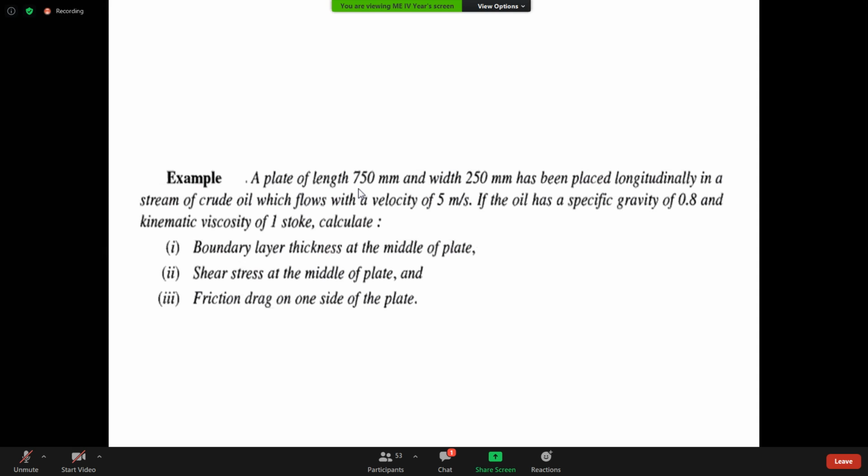Plate length 750 mm, width 250 mm, placed longitudinally. A stream of fluid oil is flowing. Whatever the fluid, it doesn't matter whether it is air or whatever. If the oil has a specific gravity like this, specific gravity is nothing but density, and kinematic viscosity is given in Stokes. You can calculate mu, since mu is equal to mu by rho.